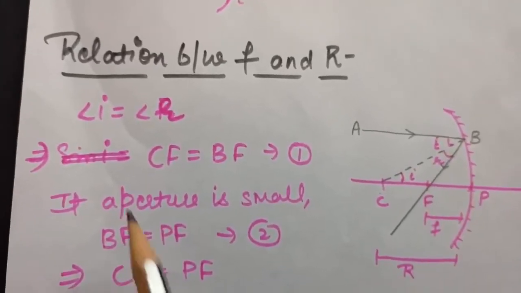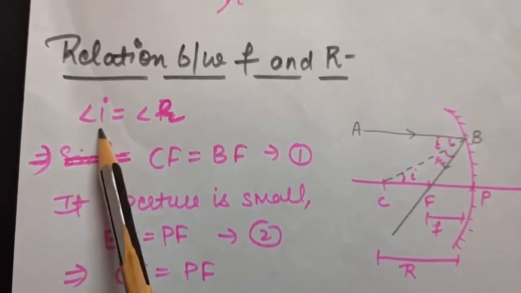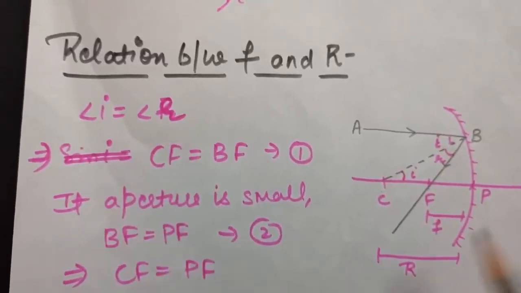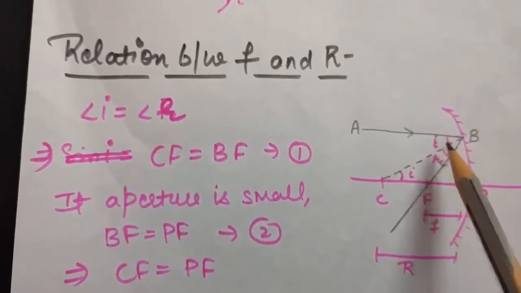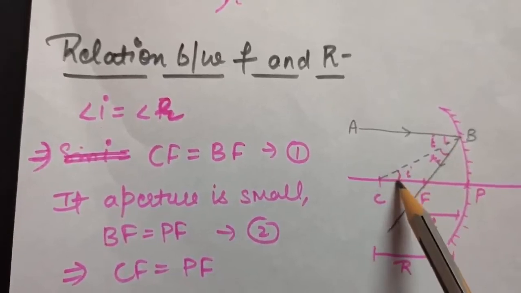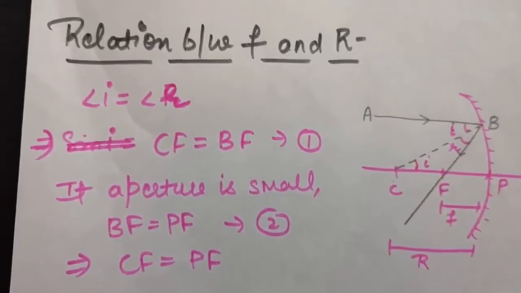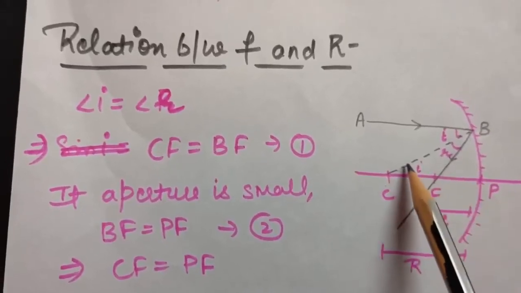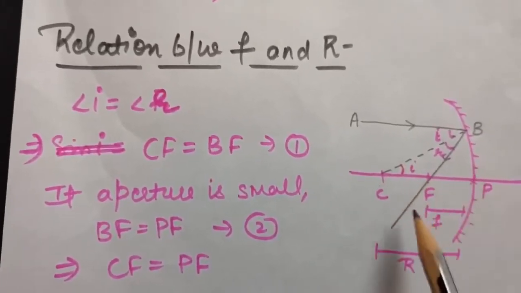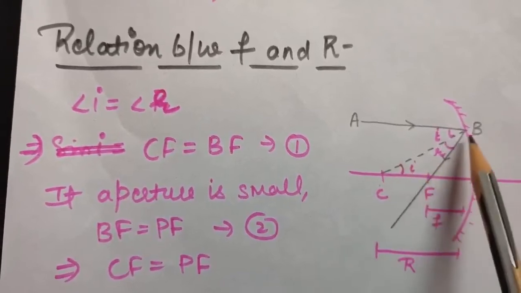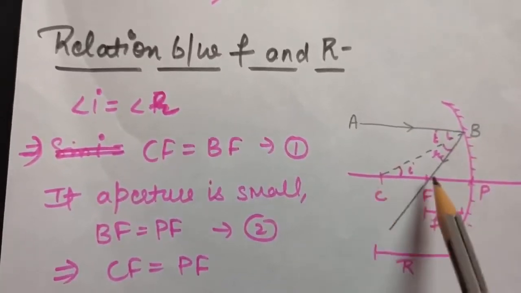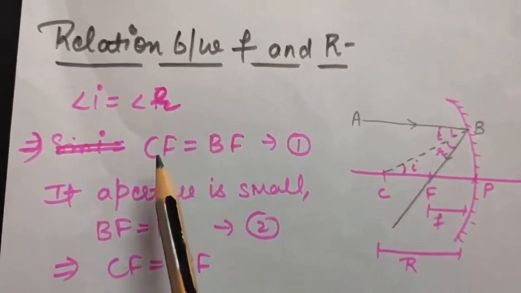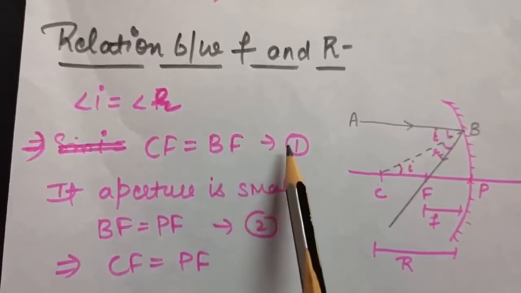Okay. Now as you know from laws of reflection, angle I is equal to angle R. Now see, if this is angle I, this will also be I. Now from the property of maths, if I and R are equal, then the side in front of them would also be equal, that is BF will be equal to CF. So we can say CF will be equal to BF, mark it first equation.